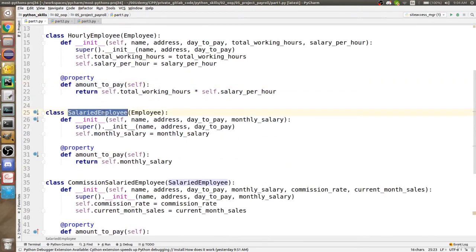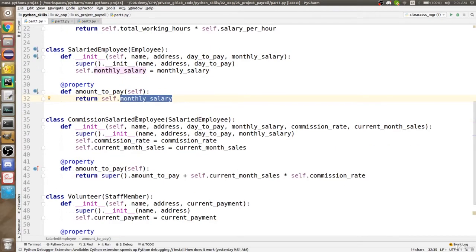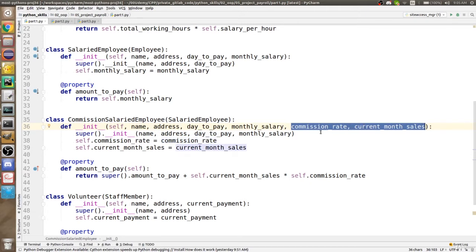For the salaried employees, it's as simple as they mainly have a monthly salary, so we just keep it here and return it, that's all. For the commission salaried employee, we also need to know two other things. We need to know how much sales he had this month, and we need the commission ratio. So let's say this is 0.001 and this is maybe 1000. Multiplying these two together tells us the total amount of money.